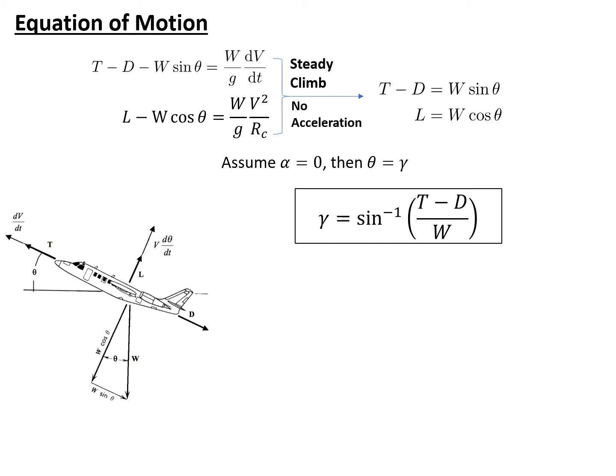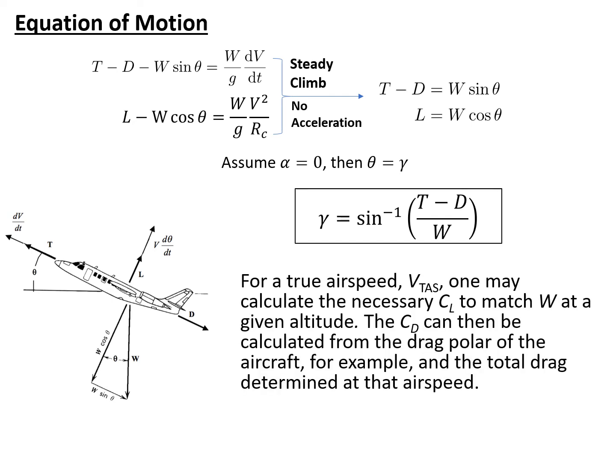Then we can calculate gamma as T minus D divided by W, and you can see this gamma is purely determined by the excess thrust weight ratio, and we've analyzed T minus D divided by W before. We know usually for transport aircraft this is far smaller than 1, but for fighter aircraft it can be 1 or even larger than 1, because of the maneuverability.